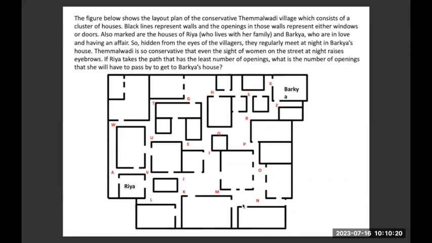So this is a plan of a village. In this village, these are houses. This is one house, this is another house, third house, fourth house. There are a number of houses inside this village. This Ria has to reach Barkya's house using a route which has the minimum number of openings. She has to take a route with the minimum number of openings in the path. You have to find that minimum number of openings that Ria will encounter in order to reach Barkya's house. Clear? Yes, ma'am. Okay.